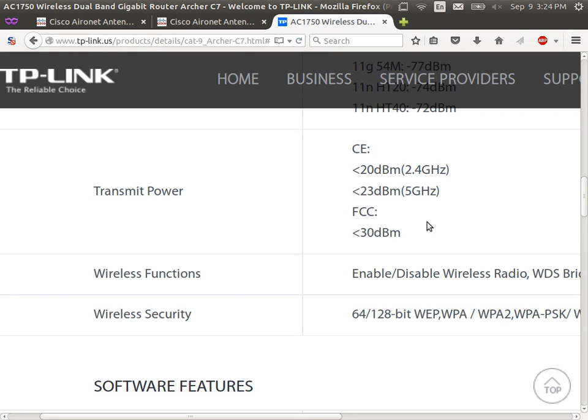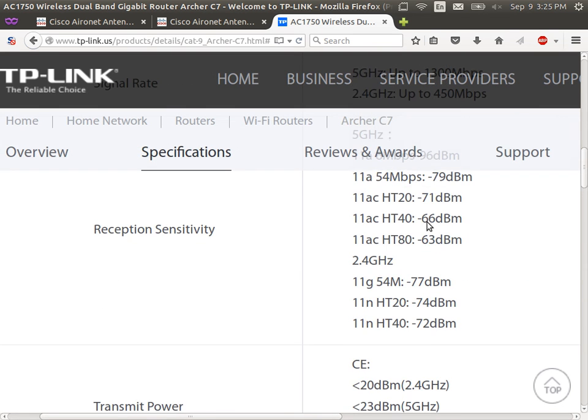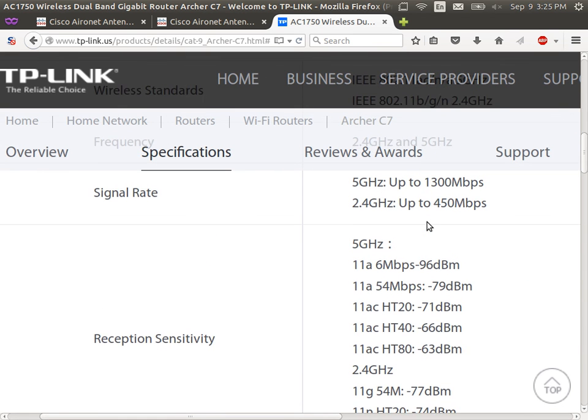Let's use the 20 dBm value as the transmit power. We'll use that in our example. Our device can transmit at 20 dBm. The other thing we need to know is, when we receive a signal, what is the weakest signal that that device can understand? That's often referred to as the receiver sensitivity, or reception sensitivity.